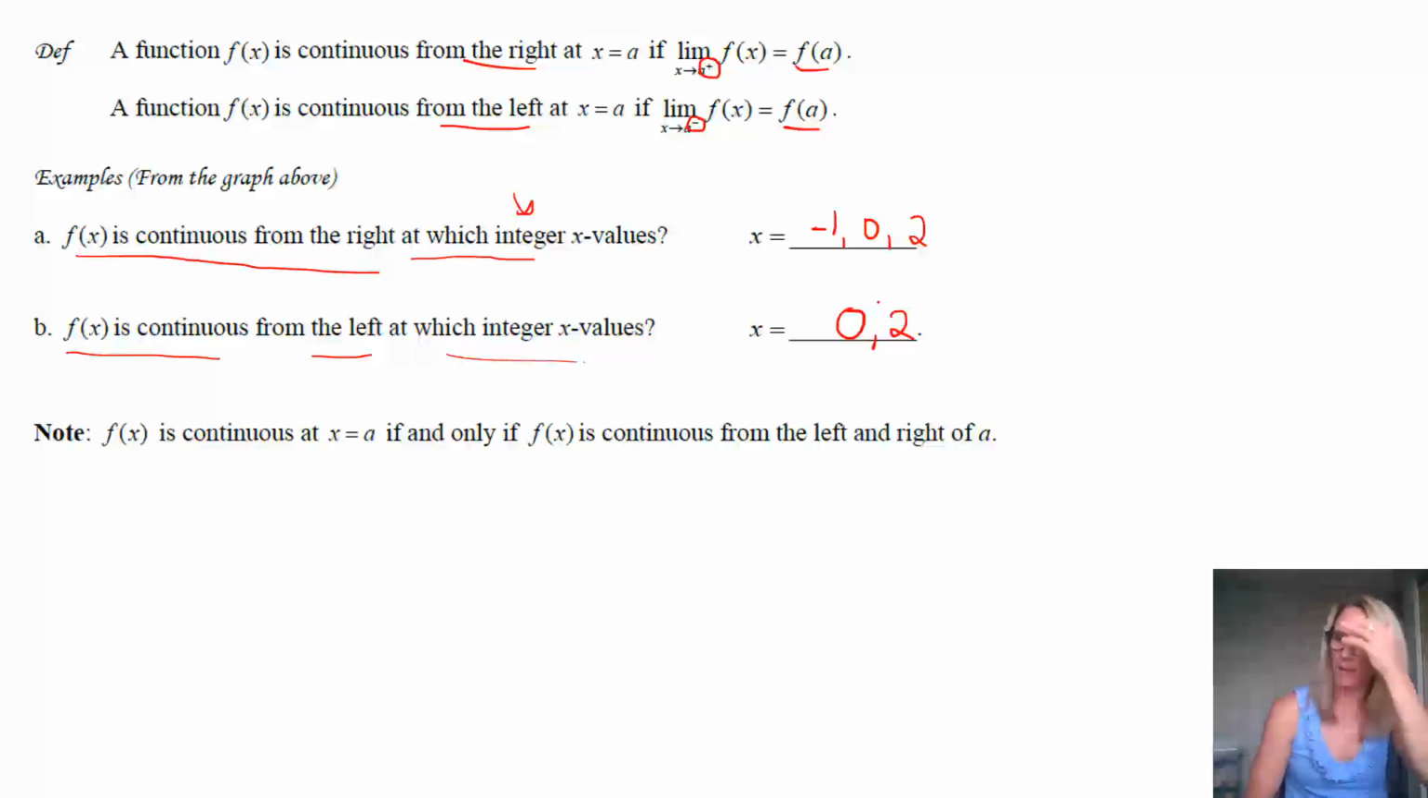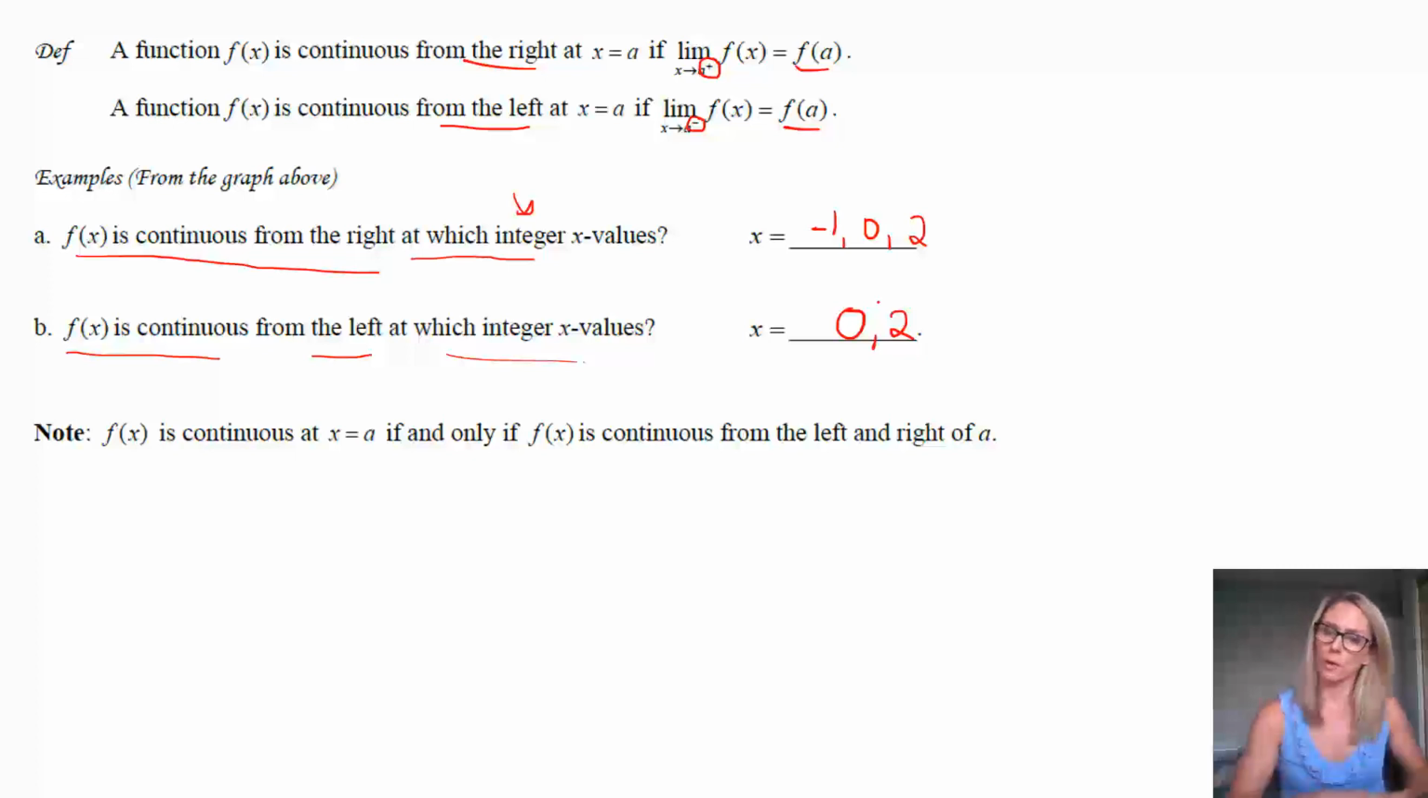So notice that we don't have continuity at all at -2. We have continuity from the right at -1, but not from the left because of that hole up at the top. At 0, both sides, we don't have any continuity at 1. And then at 2, we also come in at both sides. So those are the values that we have.